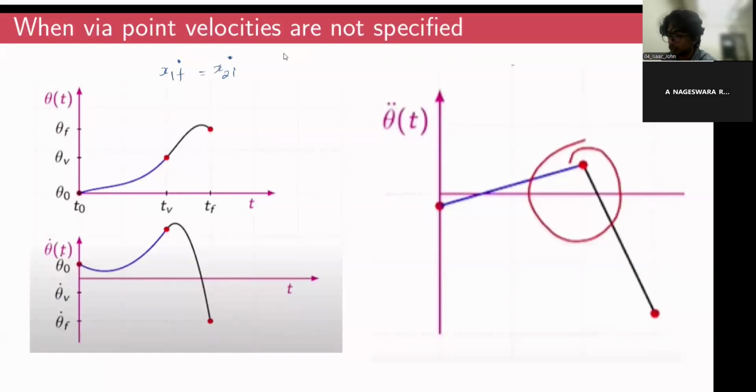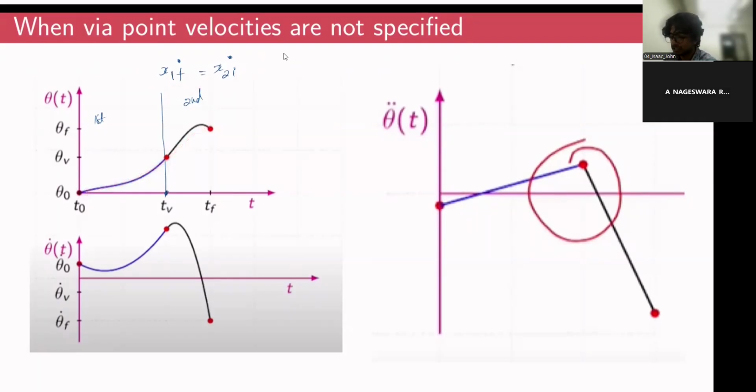Considering we only have two segments, we only have a via point between the initial and final time. So if you consider this to be the first segment and this to be the second segment, this constraint would essentially bring some coupling between the two sections.